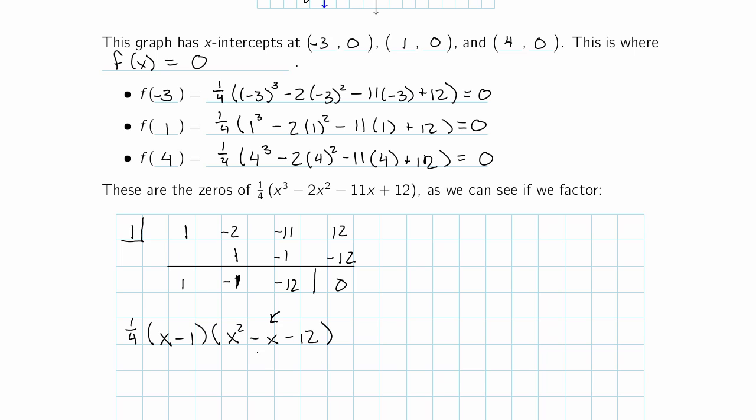But then this quadratic is easy to factor. It is indeed (x plus 3) times (x minus 4). It's especially easy to factor because looking up here, we already knew that those were going to be the factors. We really do get those factors when we factor this. In other words, the zeros that we see on the graph are exactly the same zeros that we get from algebra, which should not surprise us.